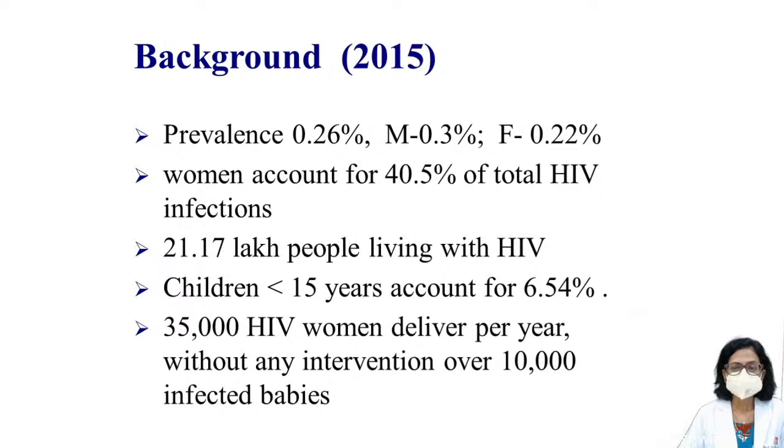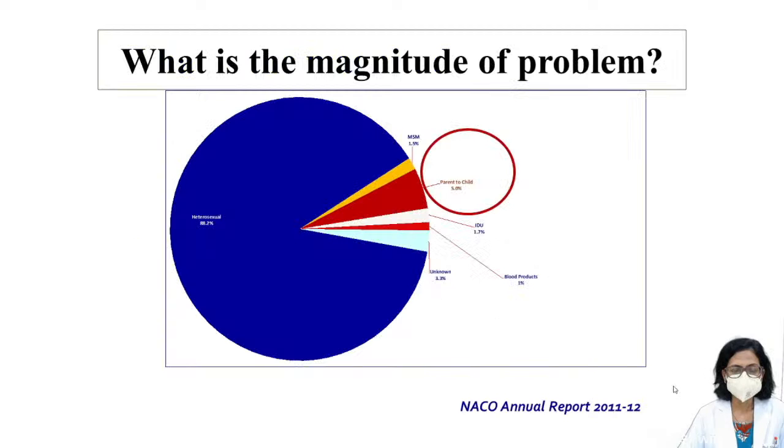So the prevalence of this virus, HIV, is around 0.26% in the Indian population, and in women it is 0.2%. And women account for almost half of total HIV infections. What is important is that children less than 15 years account for 6.5% of the population, and most of them have acquired infection in utero or at the time of delivery. So around 10,000 infected babies are born every year without any intervention. So parent-to-child transmission accounts for 5% of all individuals living with HIV.